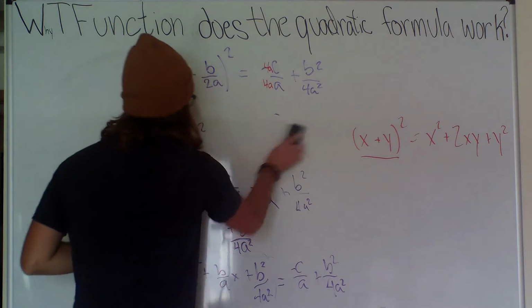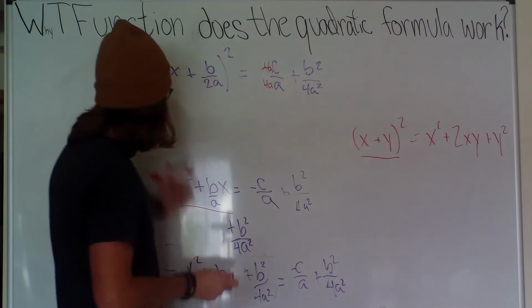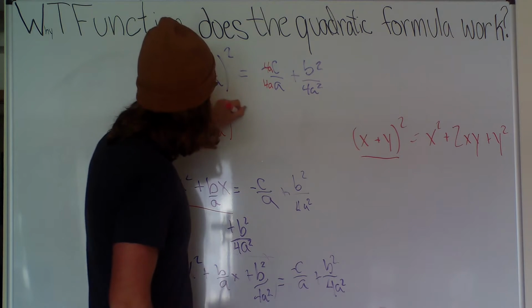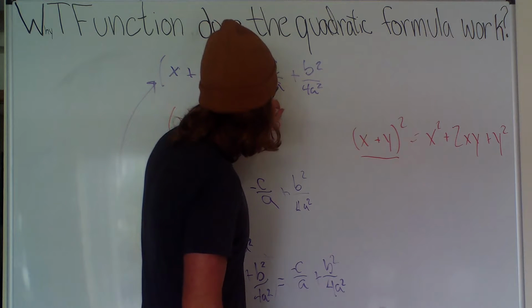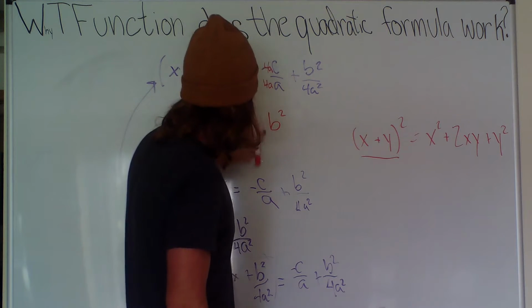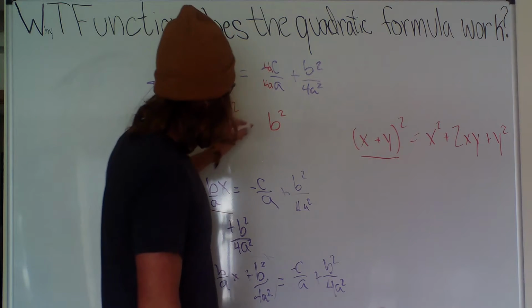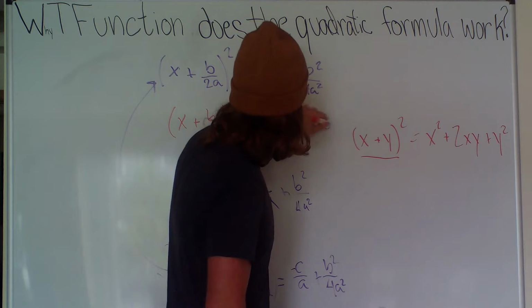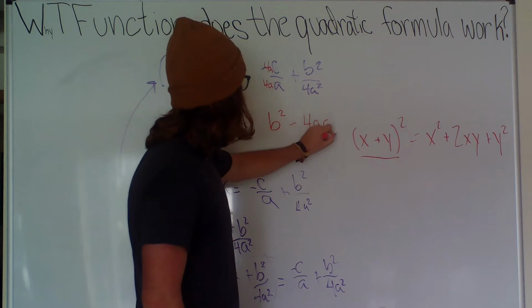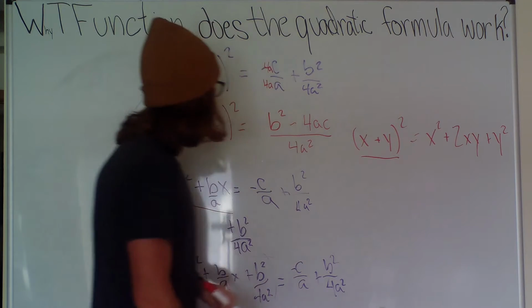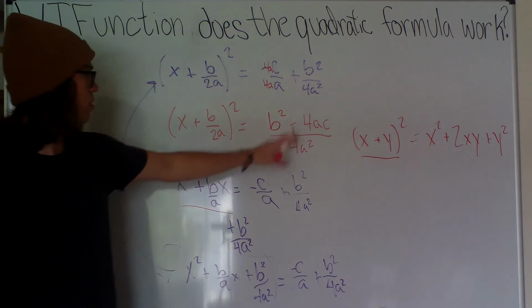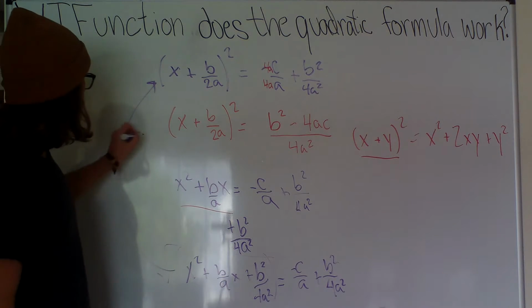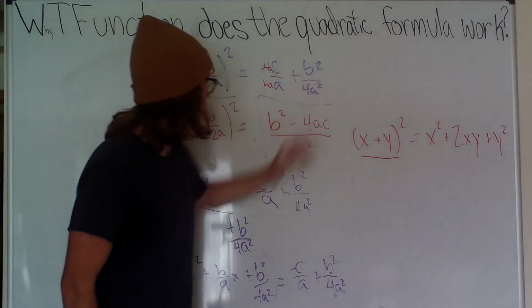So what we are left off with now is x plus b over 2a squared is equal to b squared minus 4ac, my apologies, it is minus 4ac all over 4a squared. So we're like, okay, cool. Now this looks similar to what we want to end up with, and as I said, what we do, we square root both sides.